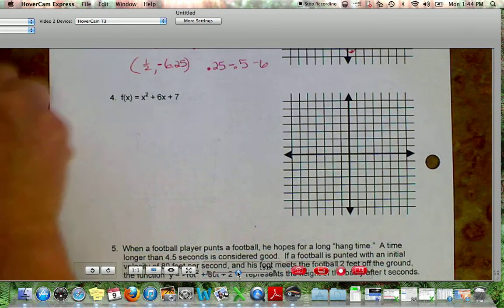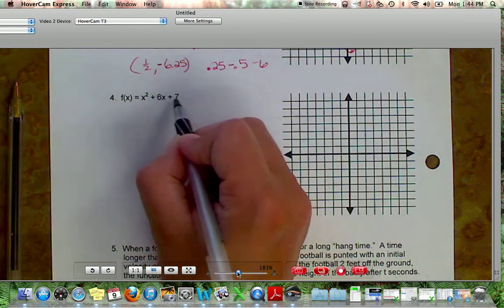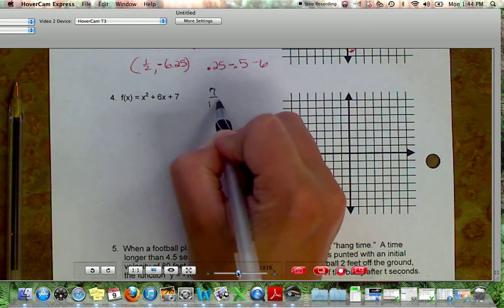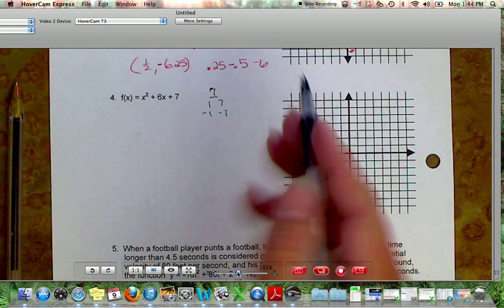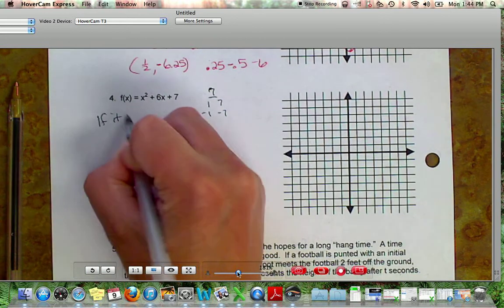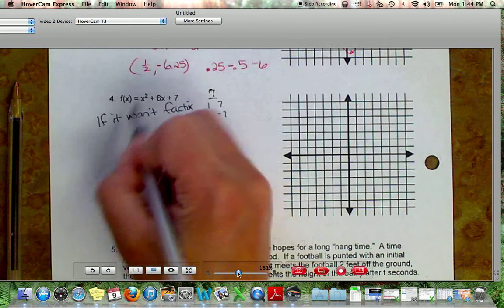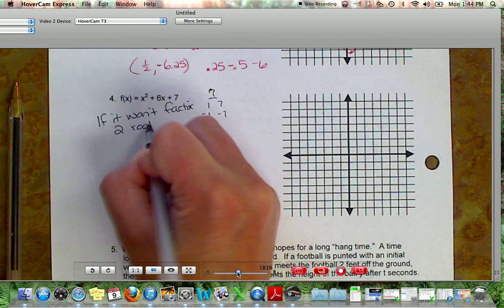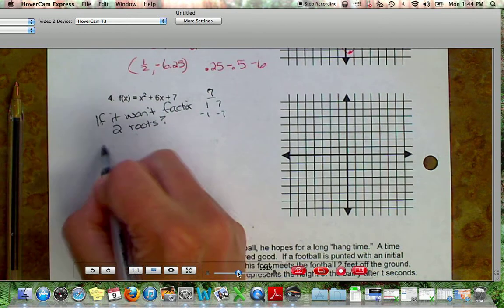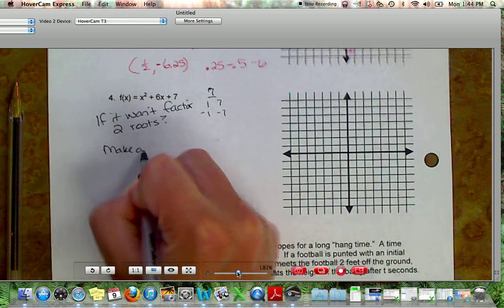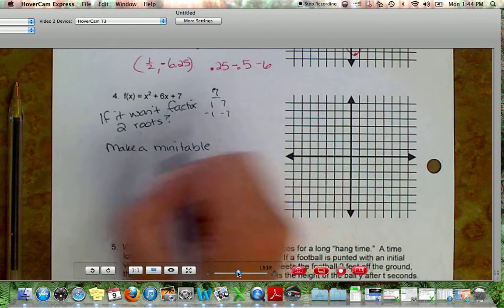Now what happens if it won't factor? If we're trying to find the factors of 7 that add up to 6, and it's +7, 1 and 7, or -1 and -7, neither of those work. So if it won't factor, or if you can't get 2 roots, all right? If you cannot get 2 roots, then you're going to have to make a table. And we'll call it a mini table, because it's only going to have 3 points.